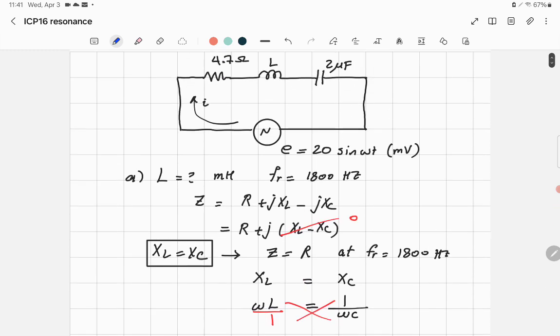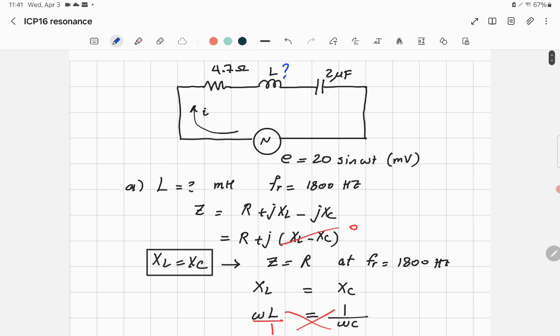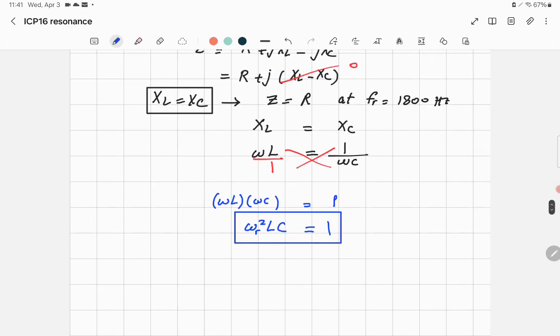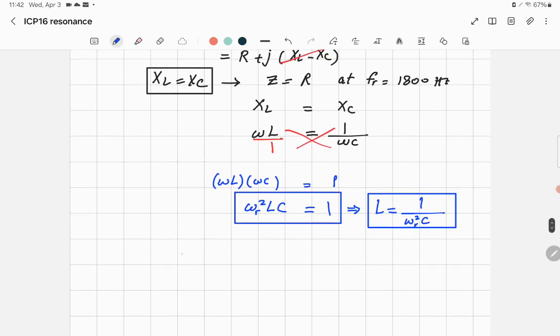In this problem, it's required to find the value of L that will make the circuit work at resonance. So what is the value of L? From this equation, you can say L will be equal to 1 over omega square C. That's the value of L that will make the circuit operate at resonance. First, what's the value of omega at resonance? It's given that the frequency at resonance is equal to 1800 hertz.